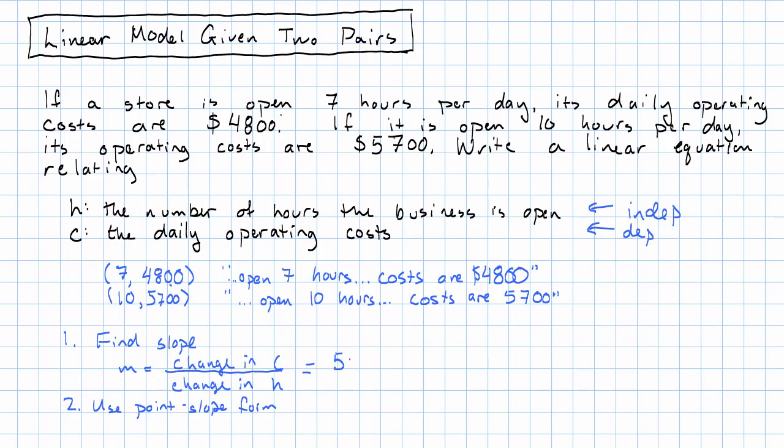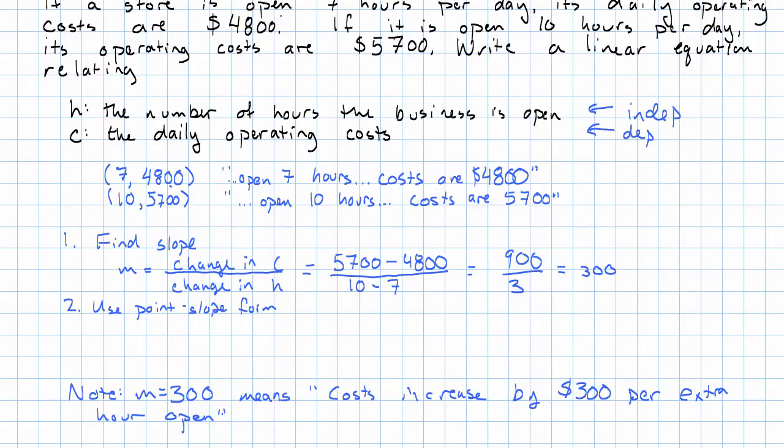Change in c, 5,700 minus 4,800. Change in h, 10 minus 7. We'll have 900 over 3, which is just 300. We can interpret that as meaning the costs increase by $300 per extra hour open. Right, interpreting that slope as a rate of change.